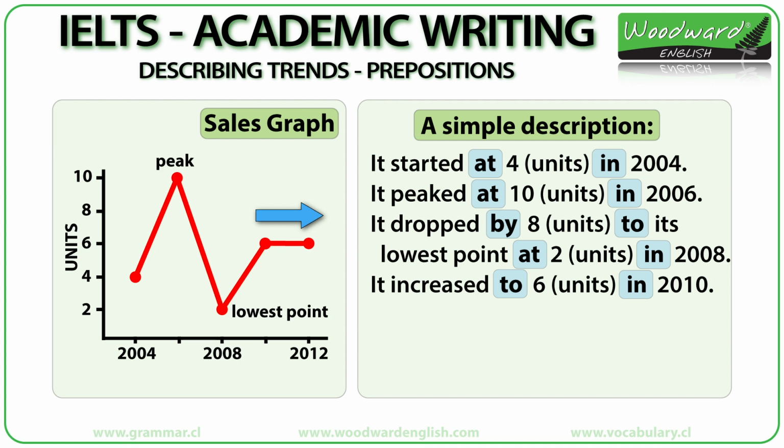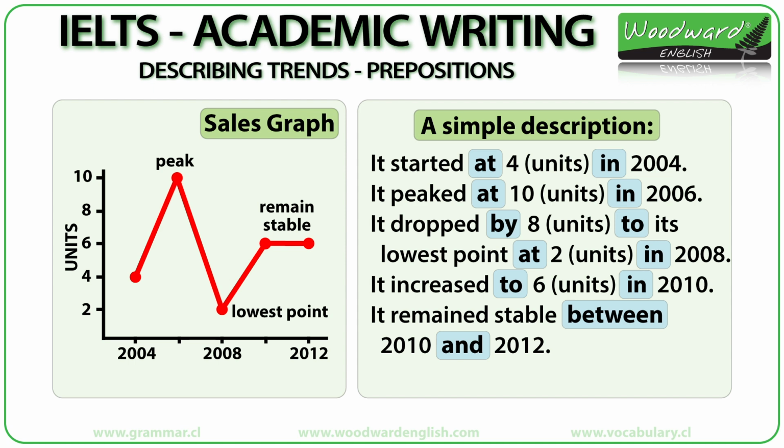Then we can see it didn't make a change up or down. It remained stable or constant. What is the time period that it remained stable? We have 2010 and 2012. We can say sales remained stable between 2010 and 2012. See how we use the prepositions between X and Y.